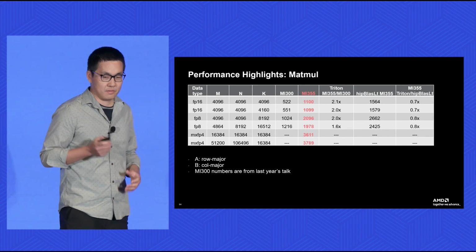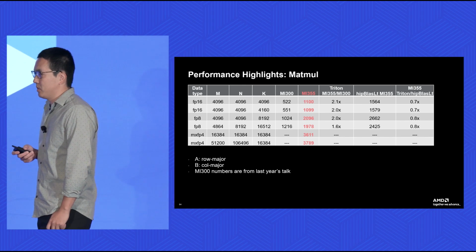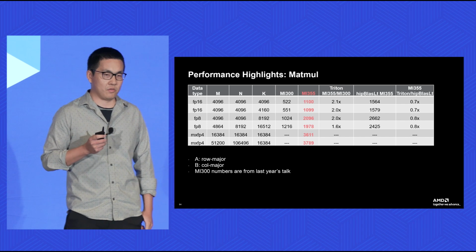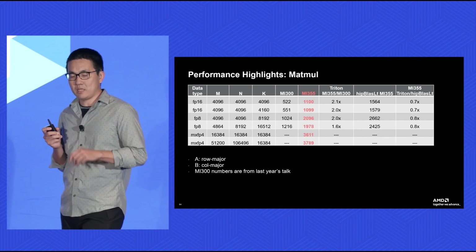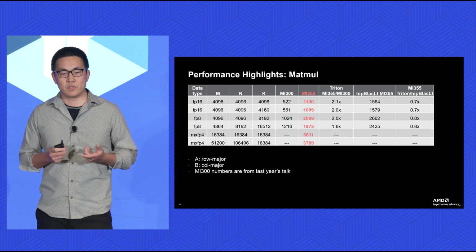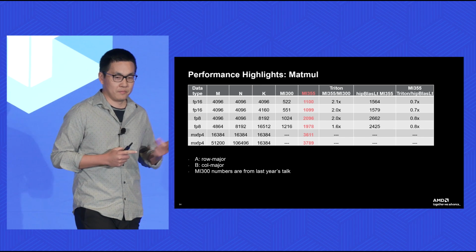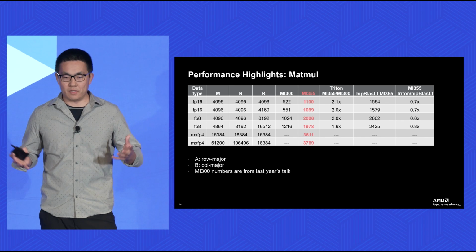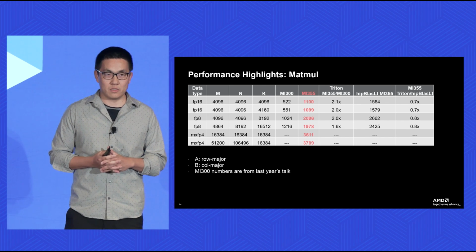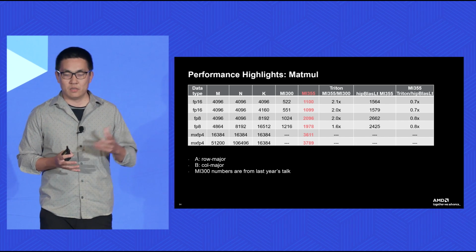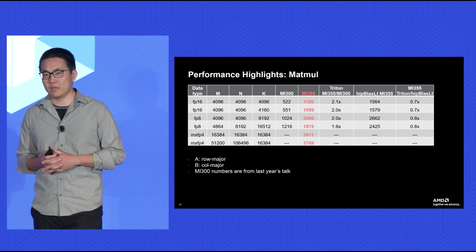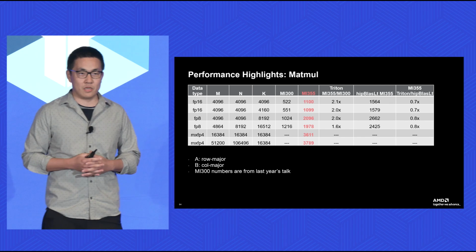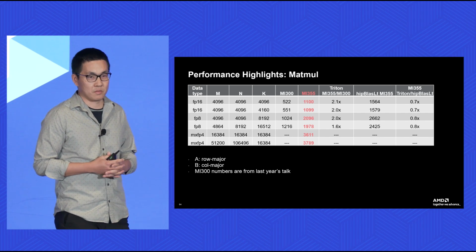Now let's look at performance. This table compares the performance of MI350 against MI300 for the matmul kernels. It uses the shapes and the data types from last year. As we can see, we see a roughly 1.6 to over 2x speedup over MI300, and this is attributed to faster MFMA instructions and better memory subsystems.